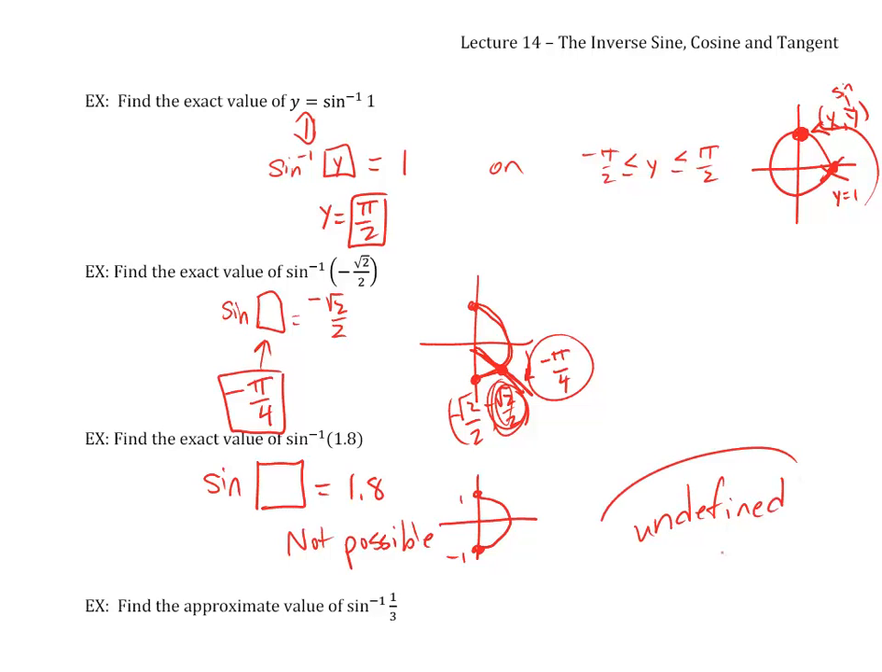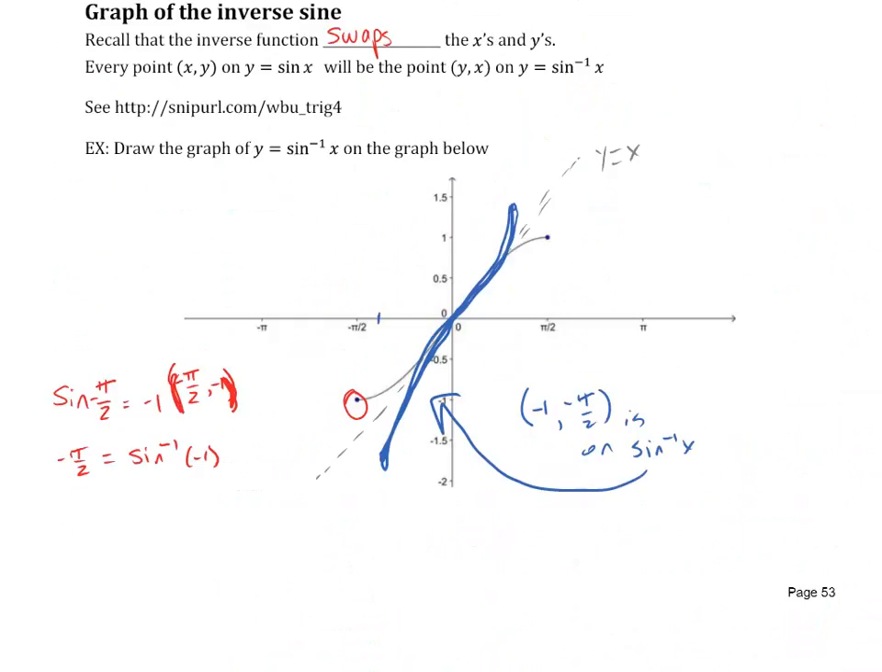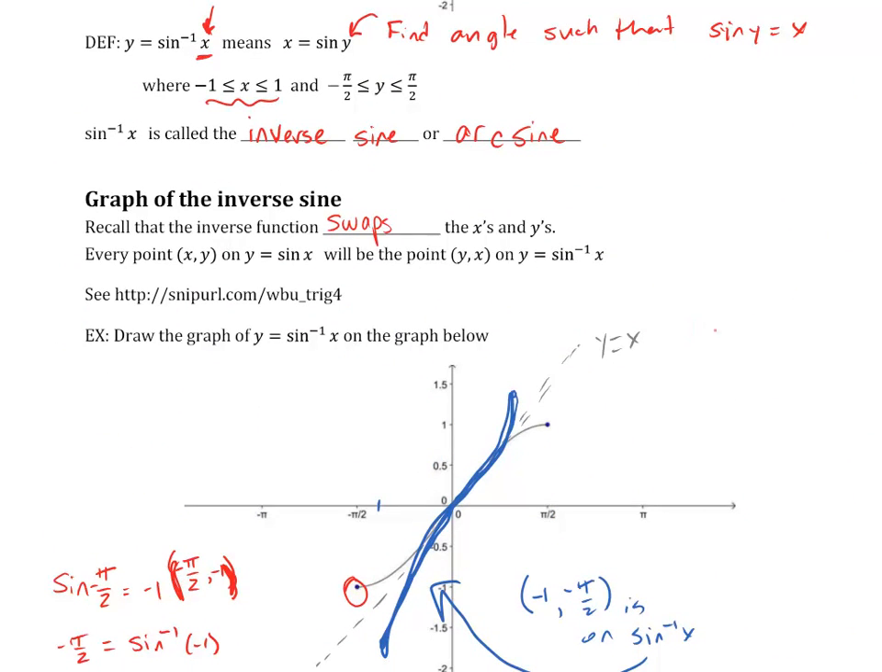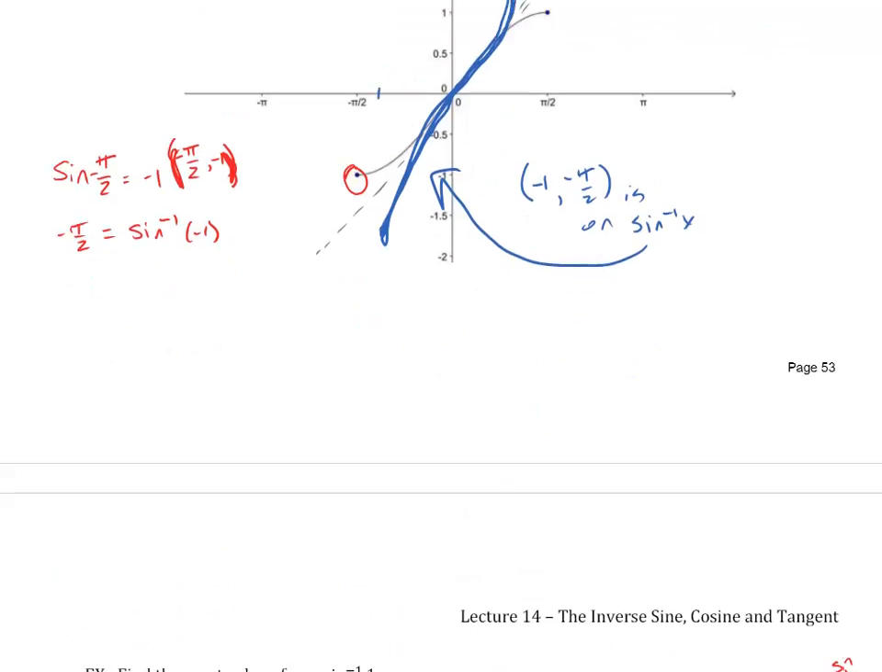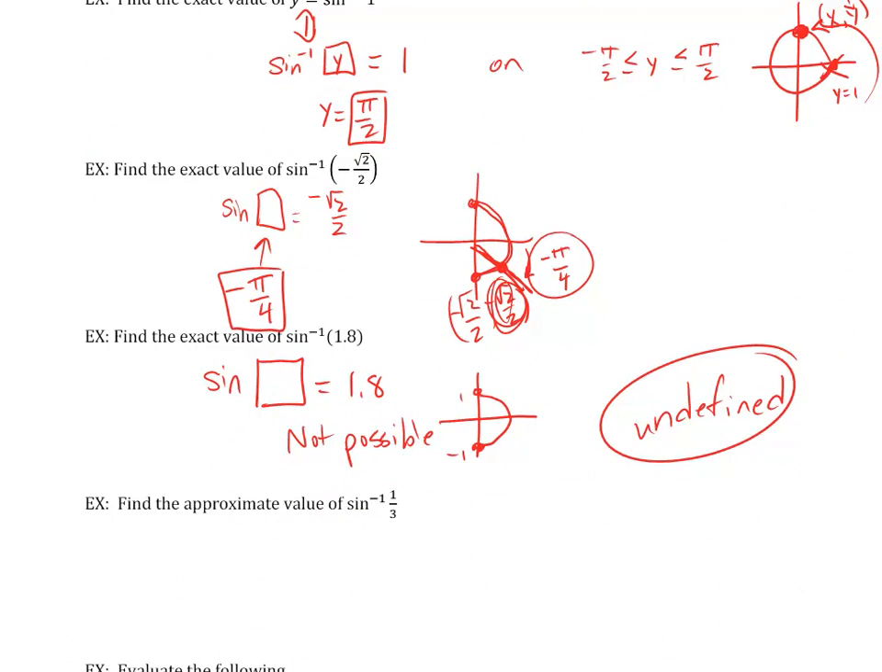You can also see it's undefined by going back and looking at the definition of the inverse sine function. Up here at the top, it says that the only things that you can plug in are x values from -1 to +1. If you try to plug something in outside of that, you're going to get an undefined value, which is exactly what happened here.